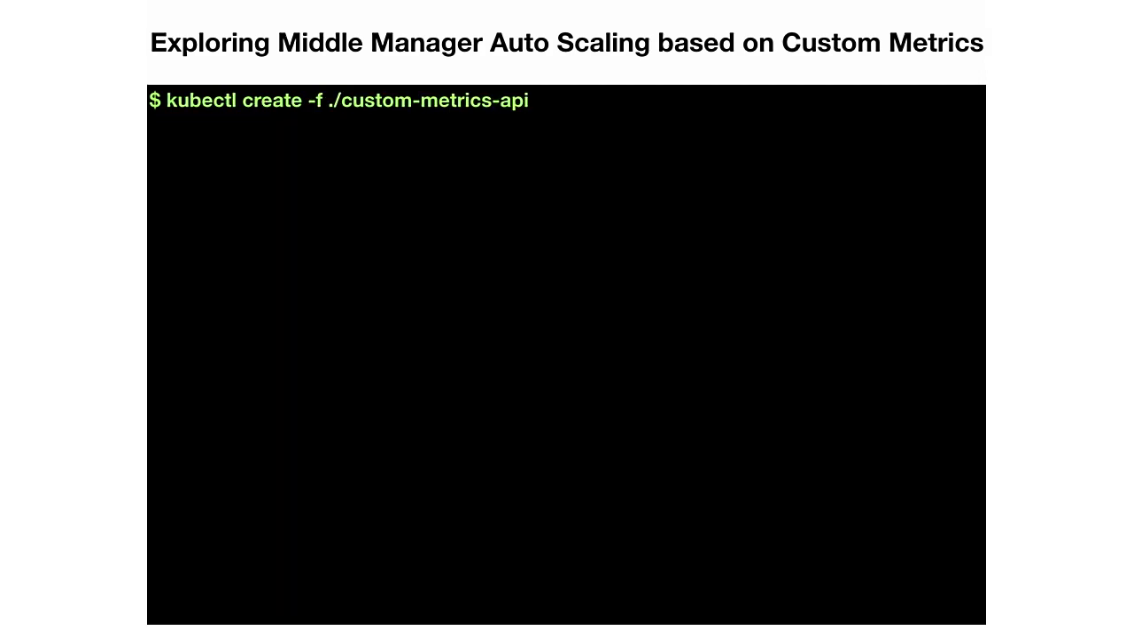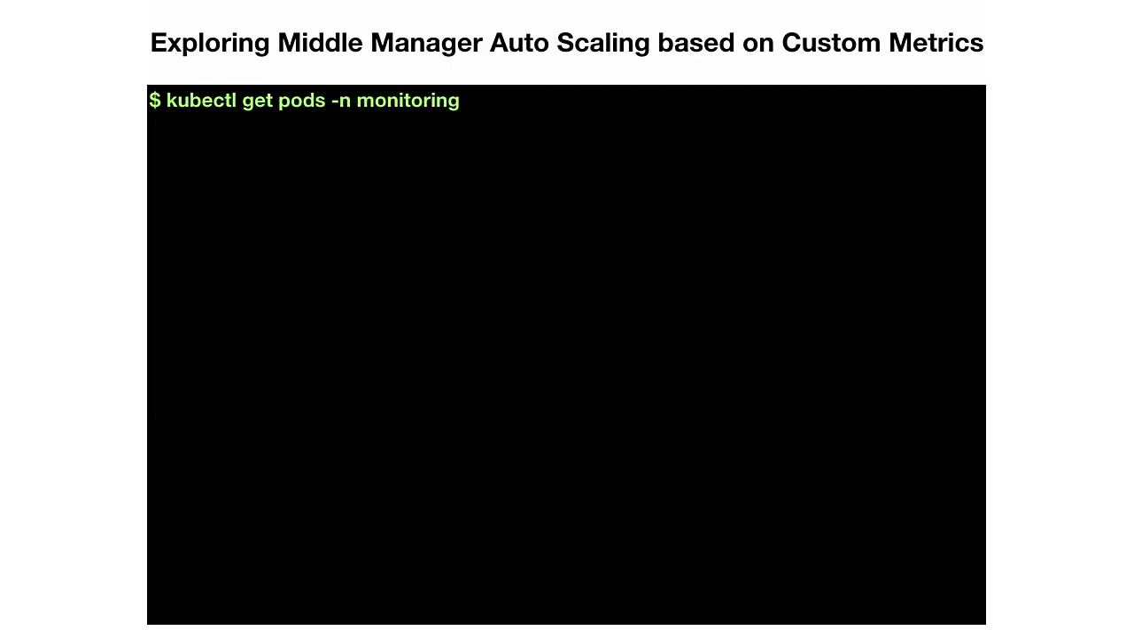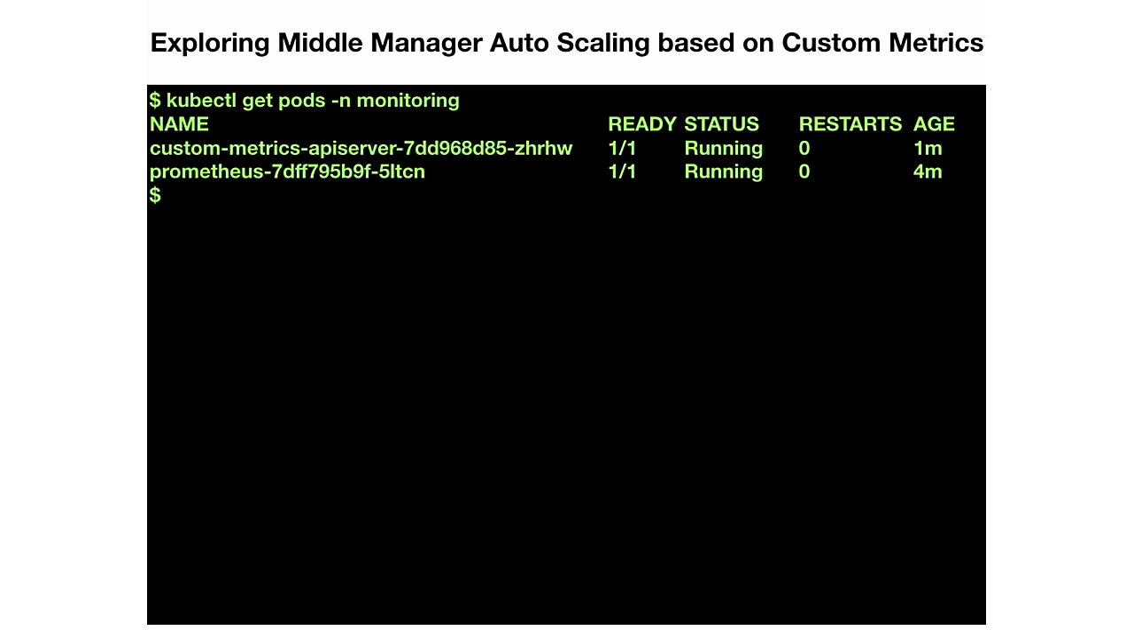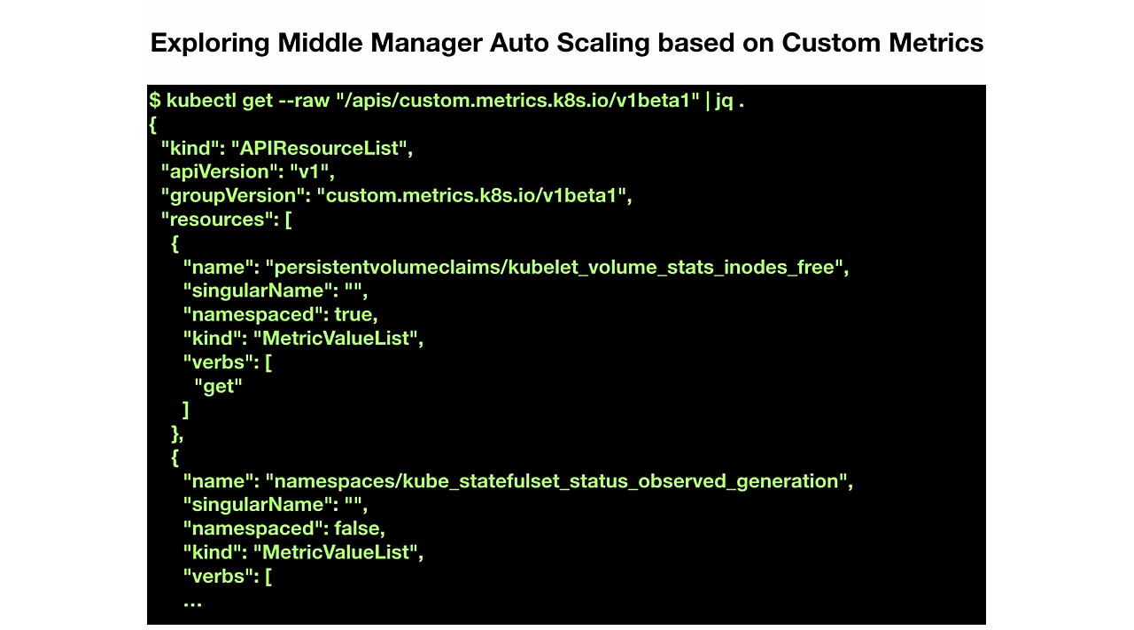Let's deploy the Prometheus custom metrics API adapter. Custom metric API deployment and service are deployed. Let's check pod state in the monitoring namespace. Custom metrics and Prometheus pods are fine. Here is a raw-level query to Kubernetes to see the list of the custom metrics provided by Prometheus. Here is the result, which is in JSON format.